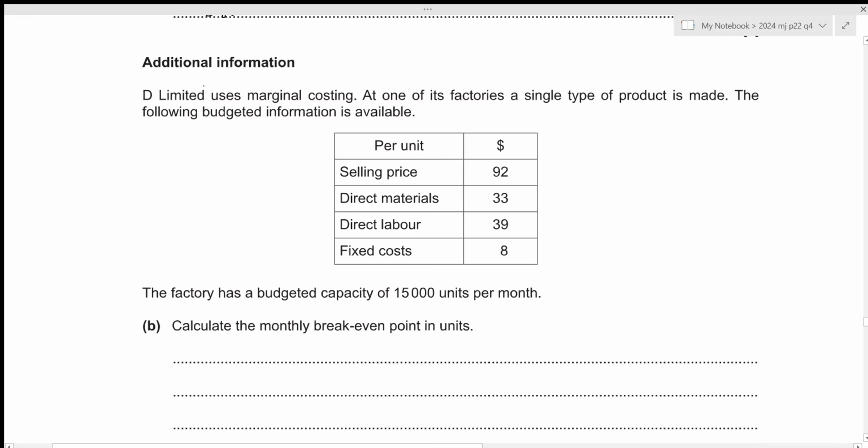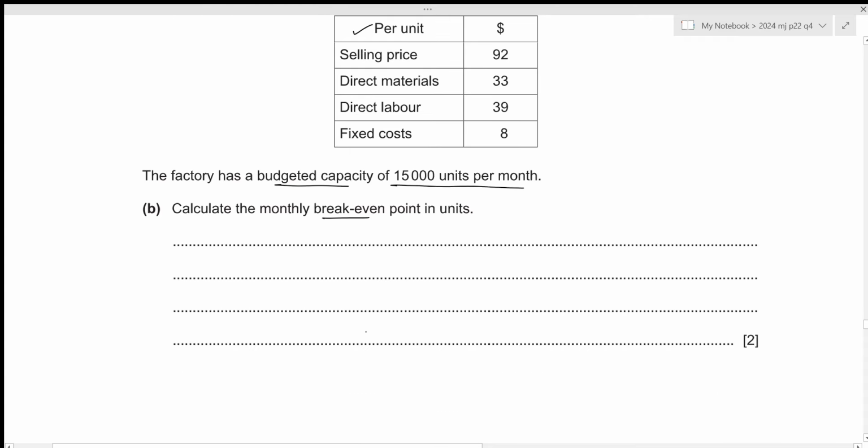We have been given the additional information. D Limited uses marginal costing. At one of its factories, a single type of product is made, and the following budgeted information is available. We have been given the per unit selling price, direct materials, direct labor, and fixed cost. The factory has a budgeted capacity of 15,000 units per month. We need to calculate the monthly break-even point in units. So the formula for break-even point is total fixed costs divided by contribution per unit.